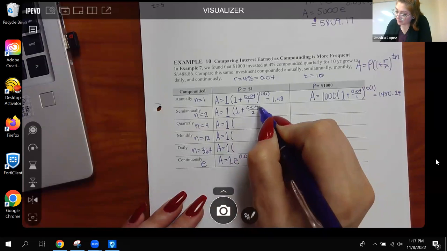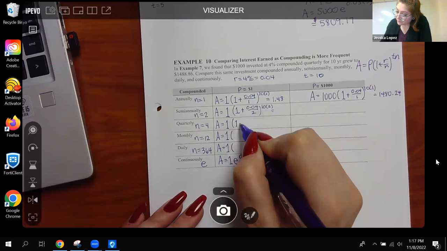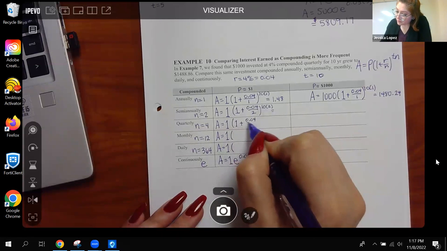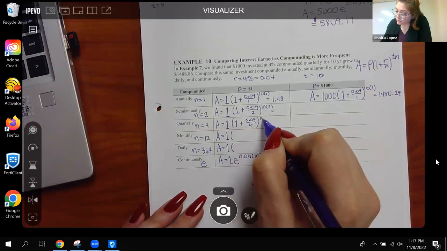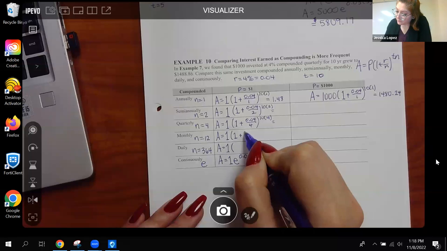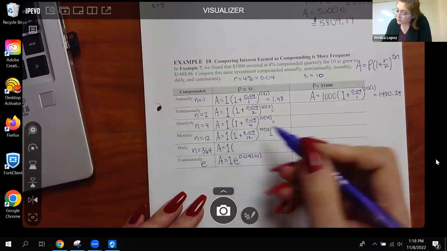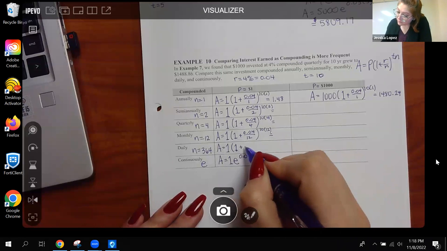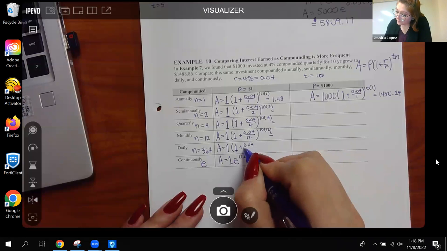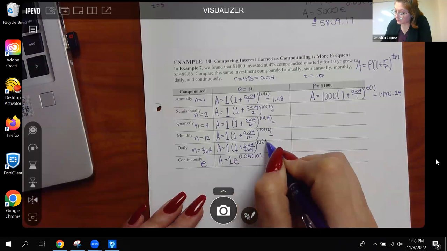But here I'm going to divide by 2 and then do 10 times 2. Here I'm going to divide by 4 and then do 10 times 4. Here I'll divide by 12 and then do 10 times 12. Then 364 and 10 times 364.